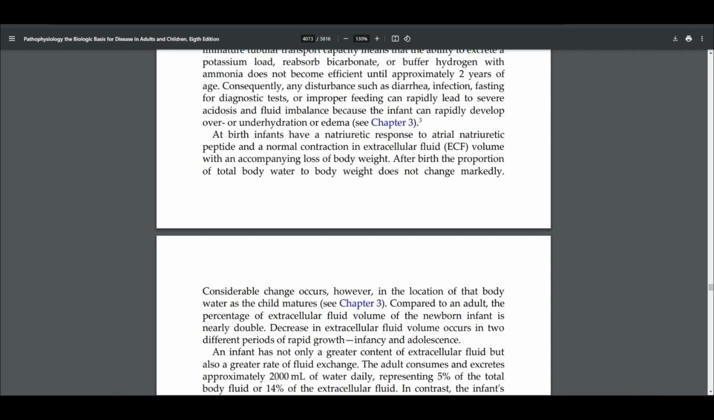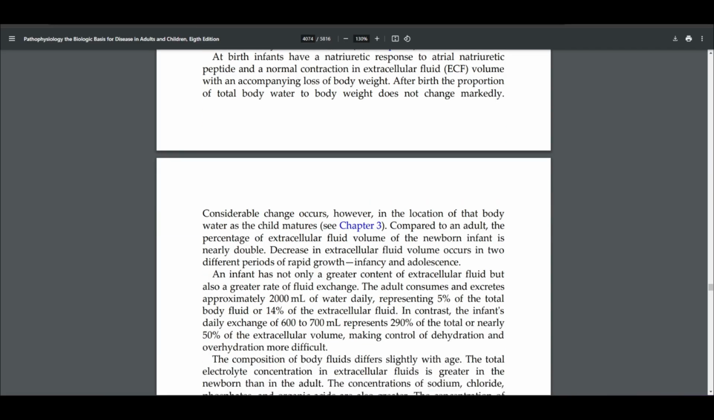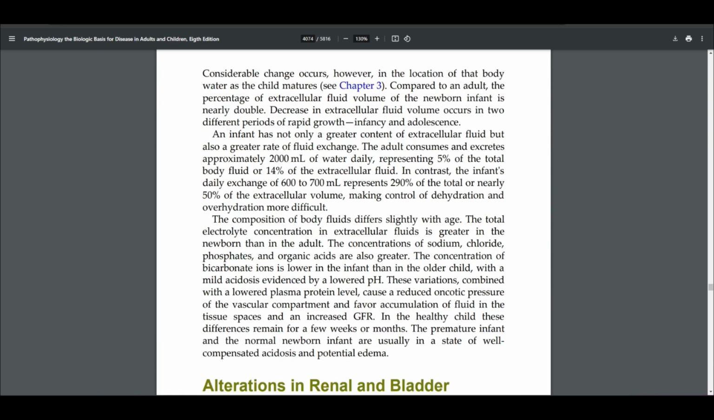At birth, infants have a natriuretic response to atrial natriuretic peptide and a normal contraction in extracellular fluid, that is, ECF, volume, with an accompanying loss of body weight. After birth, the proportion of total body water to body weight does not change markedly. Considerable change does, however, occur in the location of that body water as the child matures. Compared to an adult, the percentage of extracellular fluid volume of the newborn infant is nearly double.